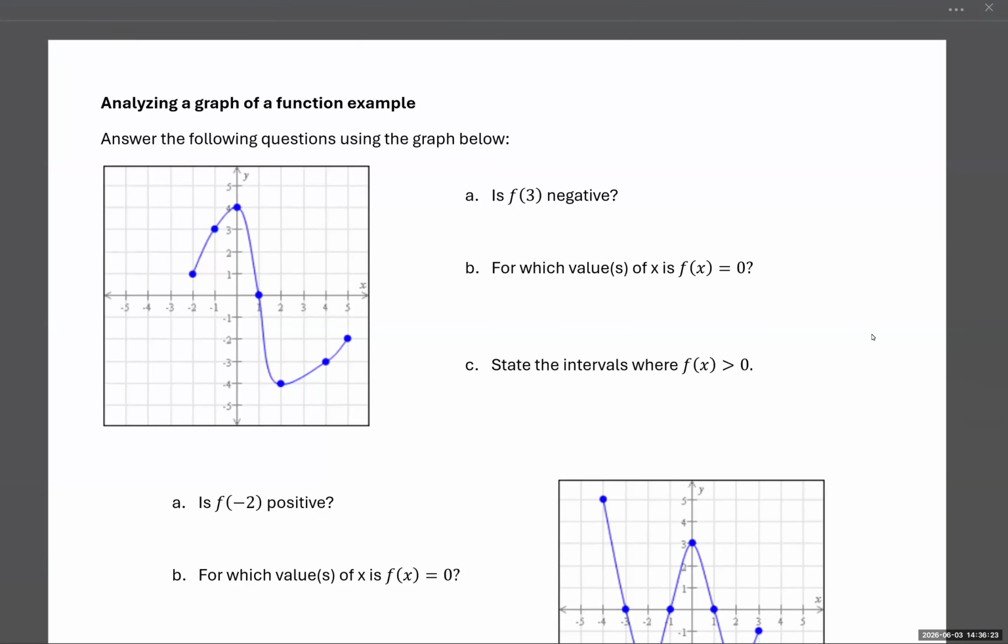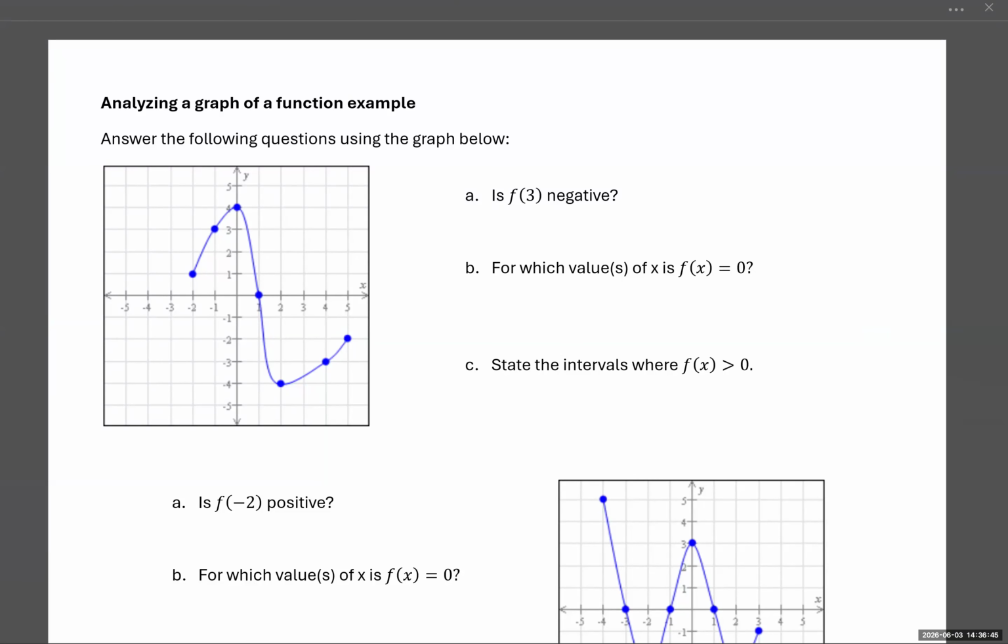Here's some examples of how to read graphs and answer questions about a function based on just the graph of that function. So this first graph, it's some kind of function. We don't know the actual expression for the function. We just are given the graph. The three questions are on the right.